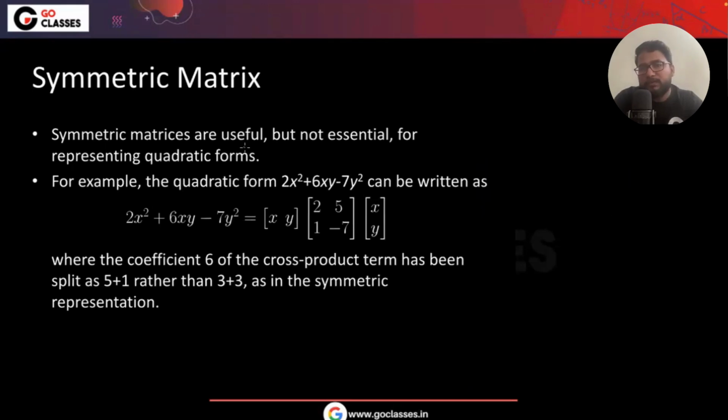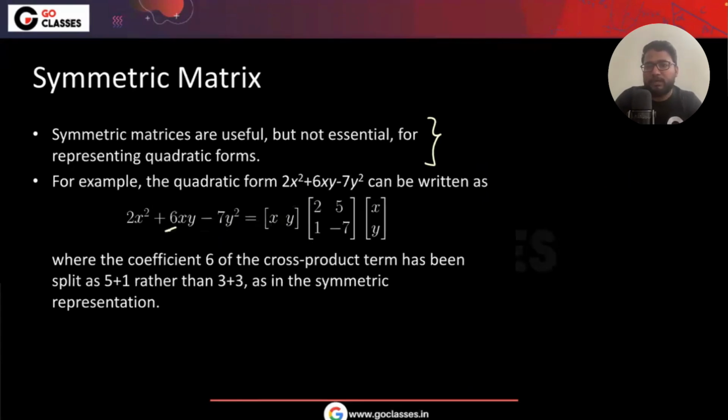Okay. So see here, symmetric matrices are useful but not essential for representing quadratic forms. Is this okay to everyone? What does this line say? That these are useful, but they are not the only kind of matrices using which we can represent the quadratic forms. You can split in any way you want. For example, the quadratic form can be written as this. This is not a symmetric matrix, right? So they have split this 6 into 5 and 1. That's what they are saying, that the coefficient 6 of the cross product term has been split as 5 plus 1 rather than 3 plus 3 as in the symmetric representation. So instead of dividing by 2, if you want, you can have any split. It is useful but not essential.